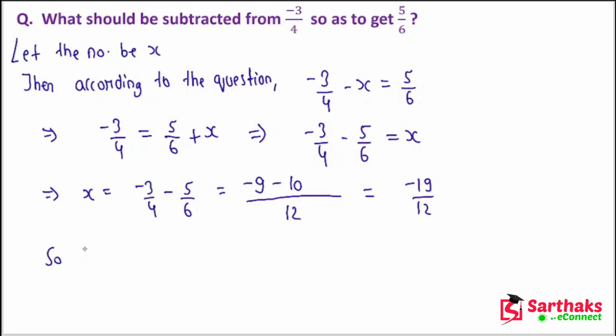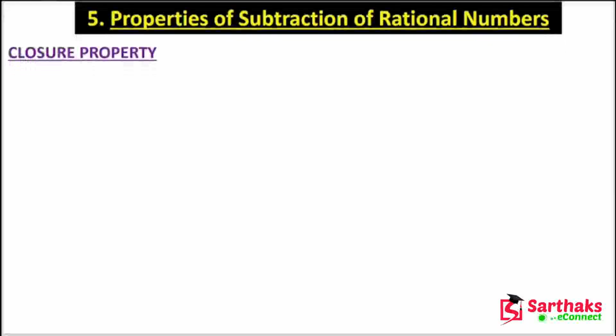So the required number is minus 19 upon 12. Okay, so it was very easy and this was the whole concept of subtraction of two rational numbers. Now let us move to the properties of subtraction. That is the properties that govern these subtractions.